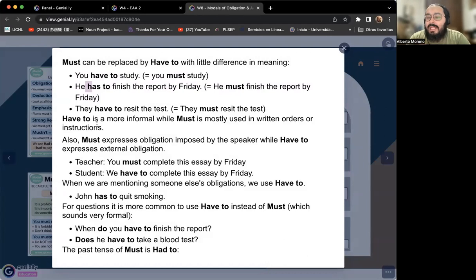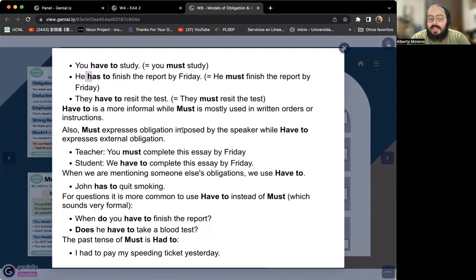So have to is a more informal way to express obligation, while must is mostly used in written orders or instructions. Also, must expresses obligation imposed by the speaker, while have to expresses external obligation. For example, you must complete the essay by Friday. We have to complete the essay by Friday. Here, the teacher is imposing the obligation. And here, with have to, students are telling that they are obligated to do this essay, okay?